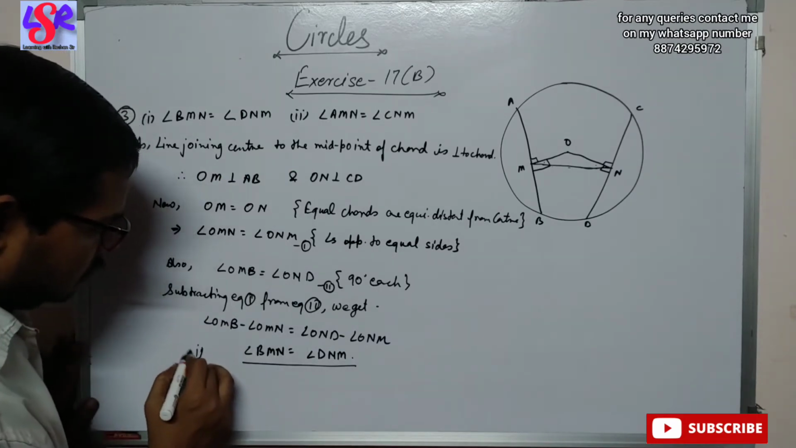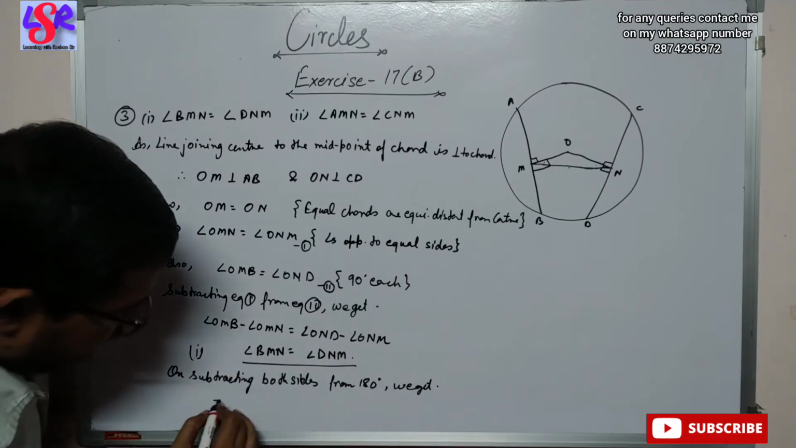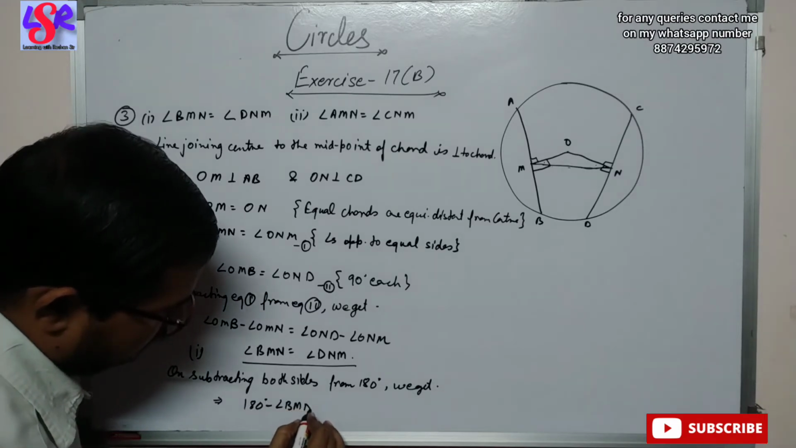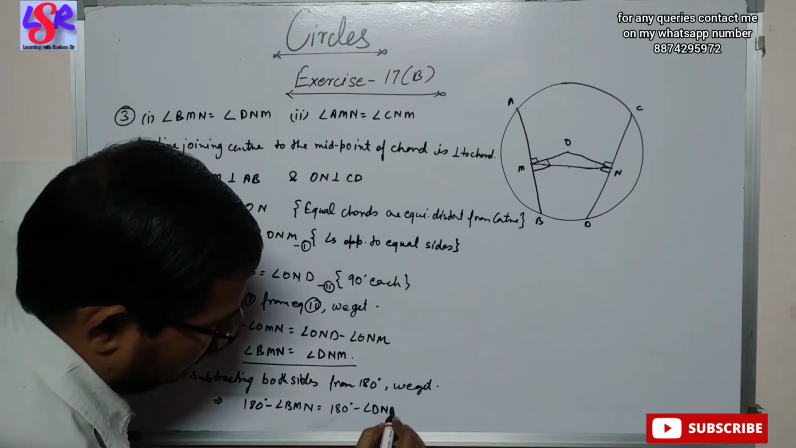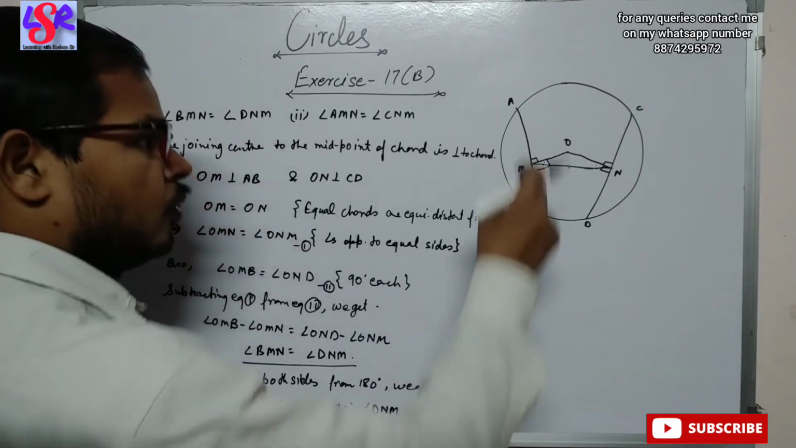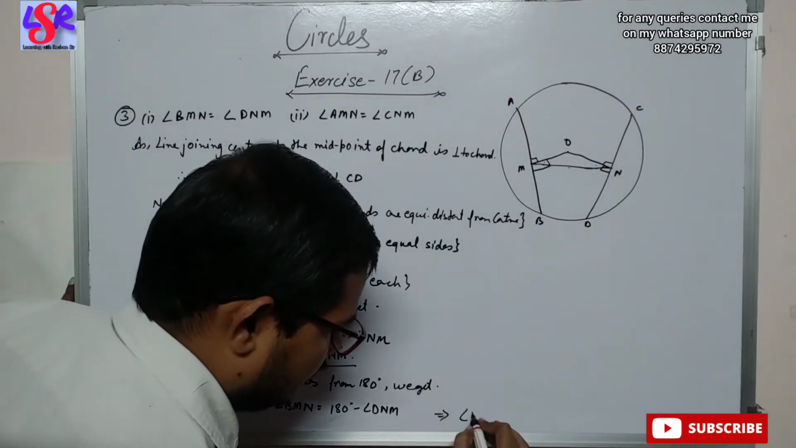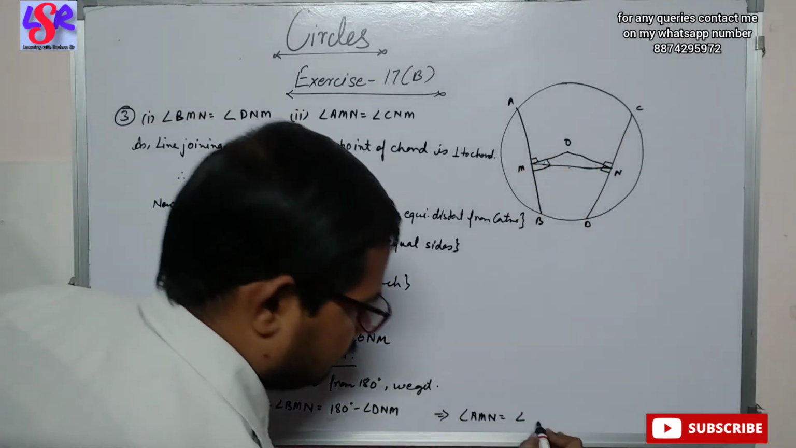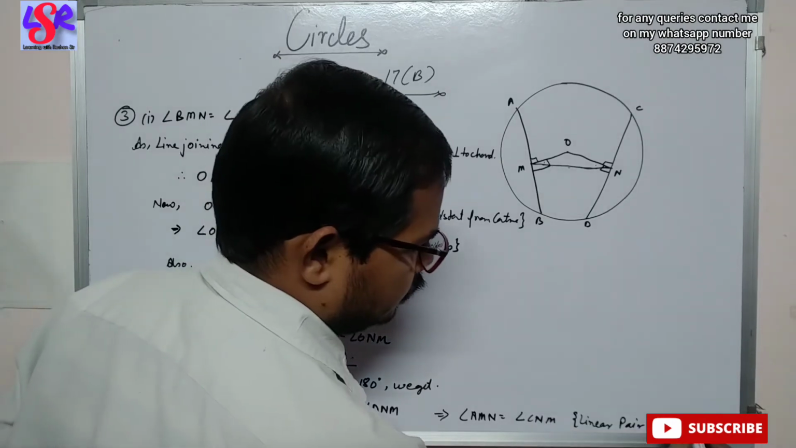Now we're moving to the second part. Now to apply the linear pair property, we are going to subtract both sides from 180 degrees. That is, 180 degrees minus angle BMN equals 180 degrees minus angle DNM. And on solving this by using the linear pair property, we get 180 degrees minus BMN, that is angle AMN. So angle AMN equals angle CNM by linear pair property, hence proved.